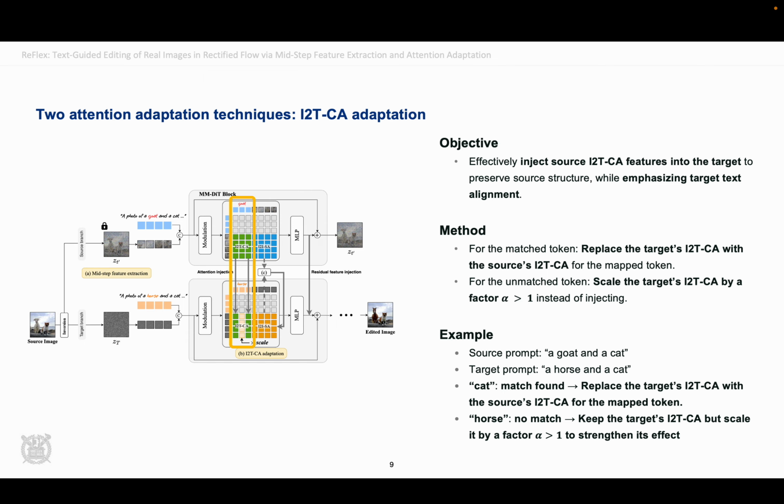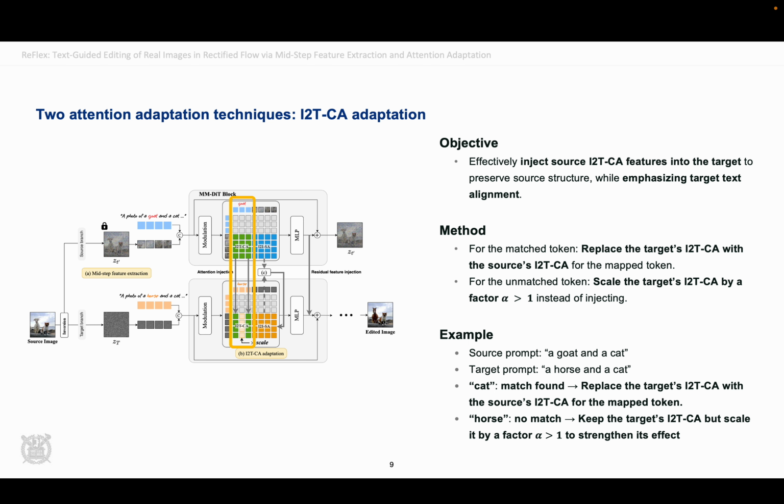We consider 2 cases. If a token in the target text matches a token in the source text, we replace the target I2TCA of that token with the corresponding source I2TCA. If there is no matching token, we do not inject the source I2TCA, but instead scale up the target I2TCA by a factor greater than 1.